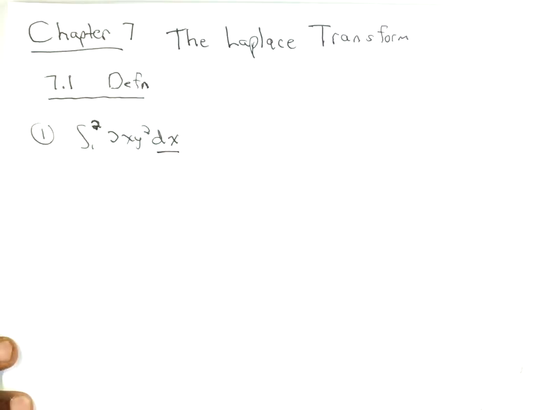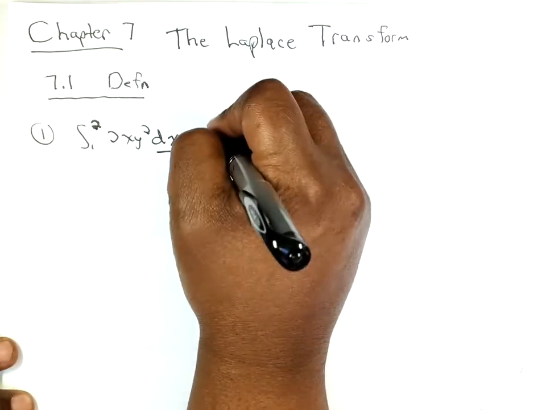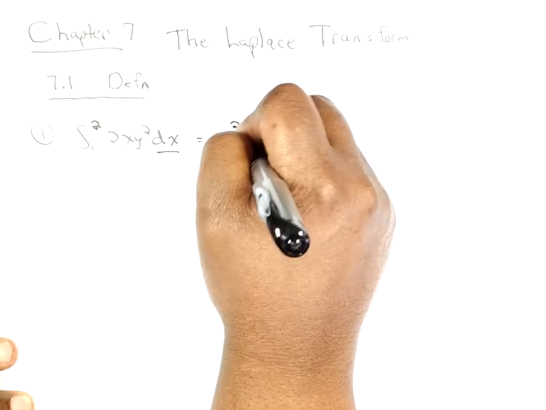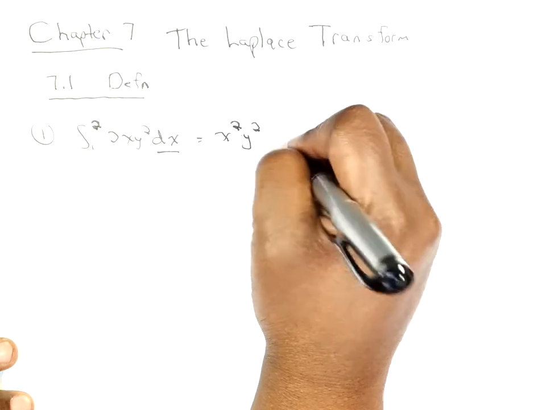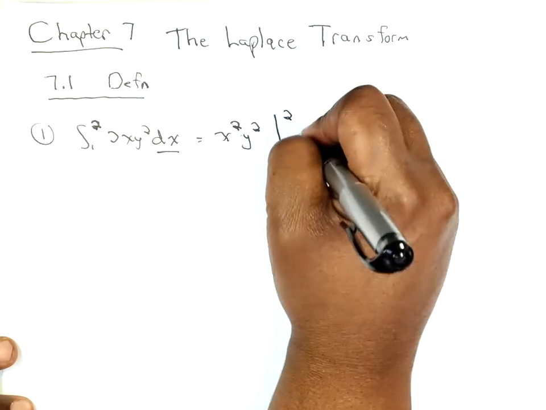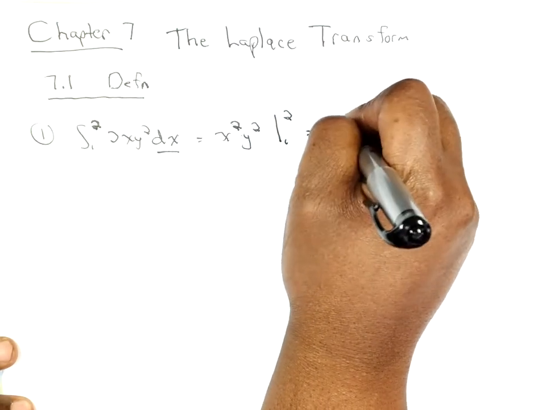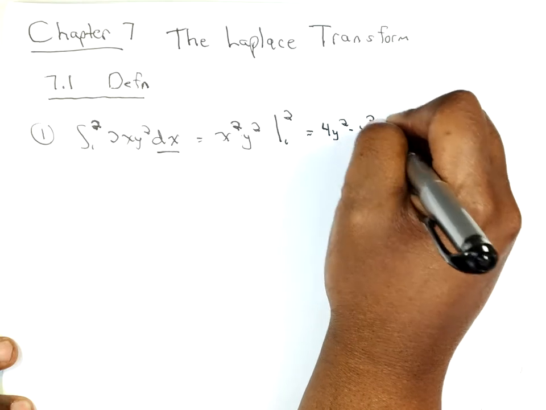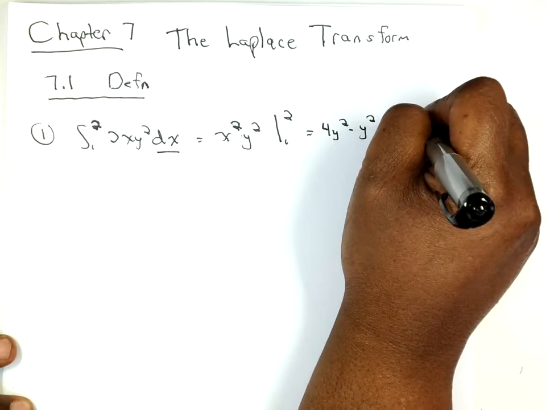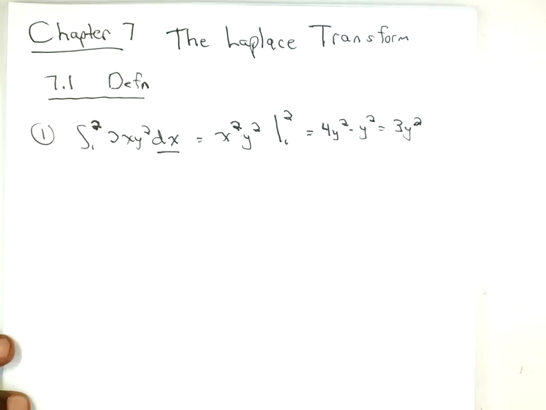So this tells me what I'm integrating with respect to. The y variable is treated like a constant. So when I integrate that, I just get x squared y squared, and then I have to integrate it from 1 to 2. So when I plug in 2 into that, I get 4y squared, and when I plug in 1, I get y squared. So I end up with 3y squared. So I started with something with 2 variables, and I end up with 1 variable.